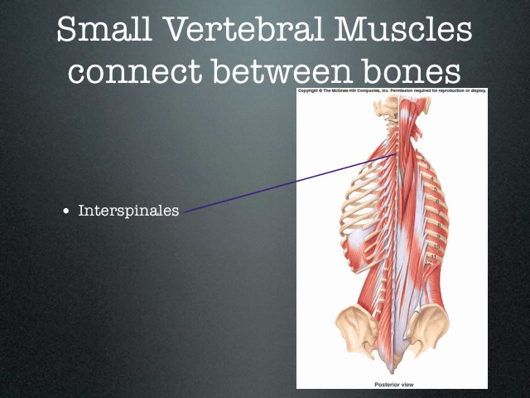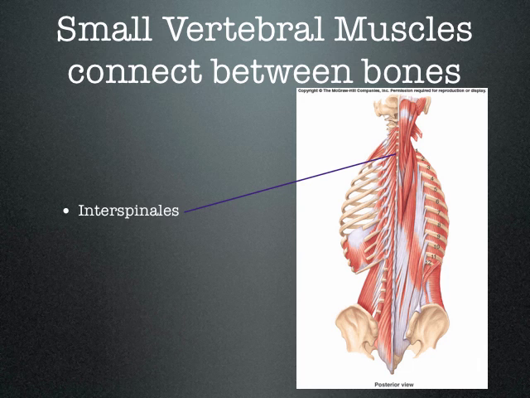If you've got 24 individual vertebrae and you've got a connection above and below that, how many muscles do you have here? 24 little vertebrae, you've got a muscle in between each, and you've got a connection above and below. You've got 25 muscles here. You've got 25 muscles that are all called interspinales.